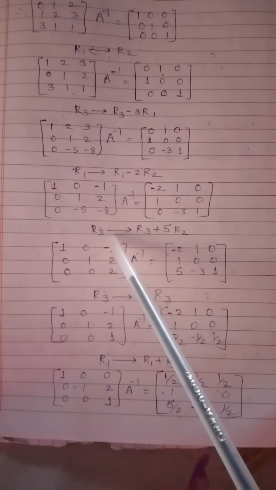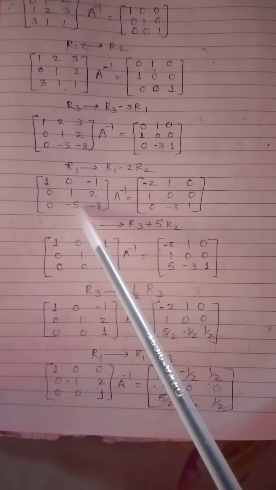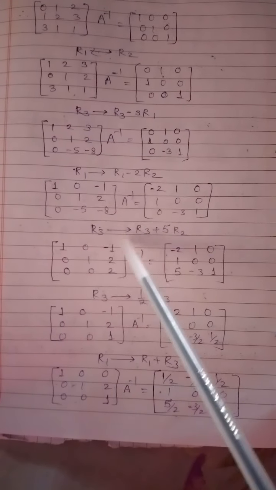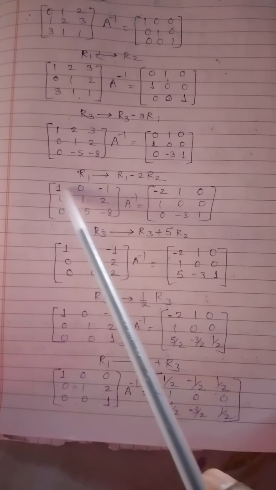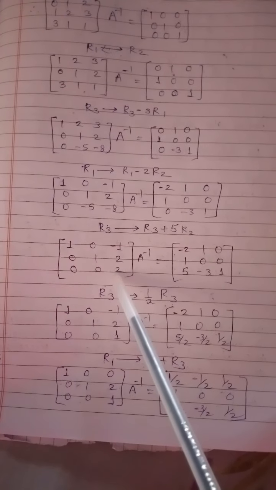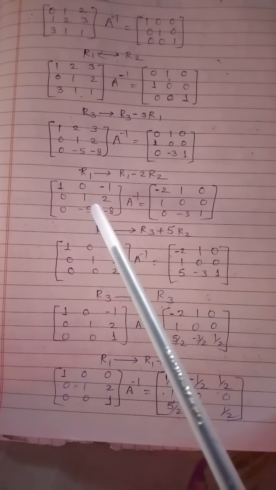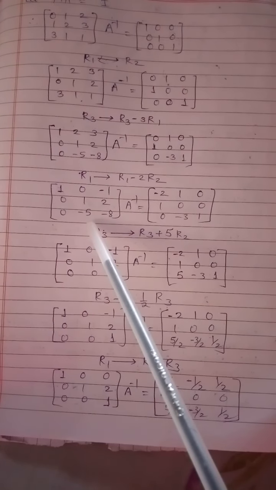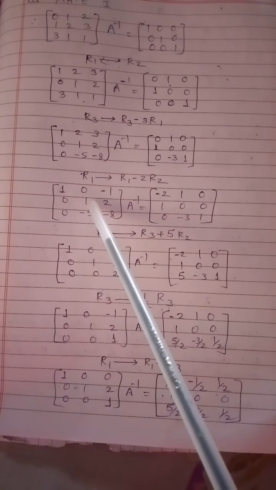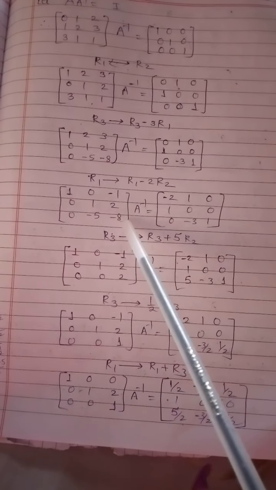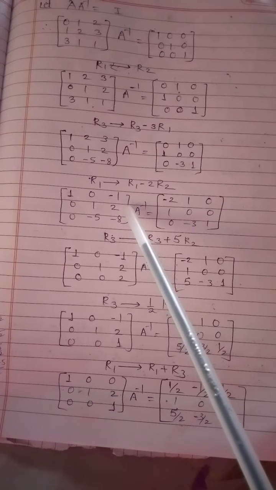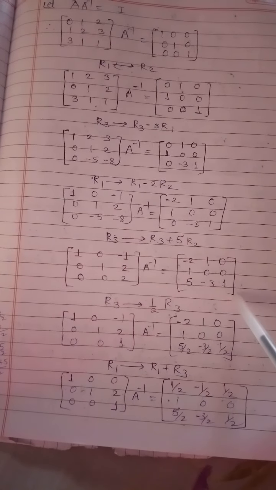After that we have to make the change in R3, because here again we want 0 and then here 1. So R3 plus 5 R2. Now see, we have to write down R1 and R2 as it is, that is 1 0 1 and 0 1 2, and the R3. So R3 plus 5 R2. So this 0 is as it is. So R3, that is minus 5 plus 5 R2. So plus 5 R2 means we get here plus 5. So minus 5 plus 5 becomes 0, and minus 8 plus 5 2s are 10, so it becomes 2. The same changes we have to make here.